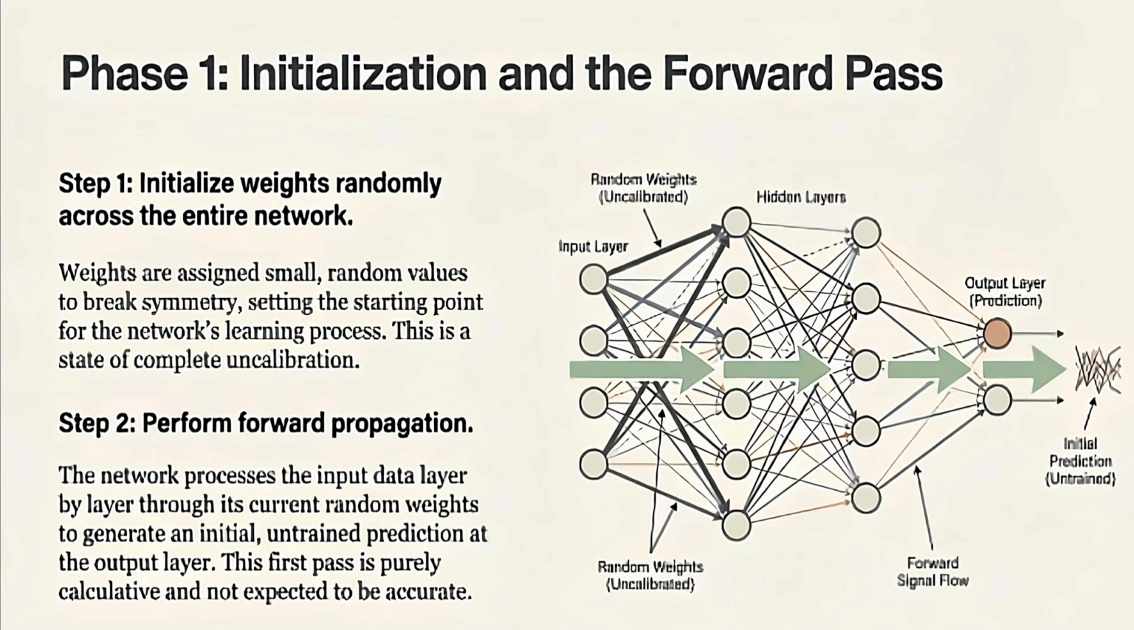Step 2, perform forward propagation. The network processes the input data layer by layer through its current random weights to generate an initial, untrained prediction at the output layer. This first pass is purely calculative and not expected to be accurate.